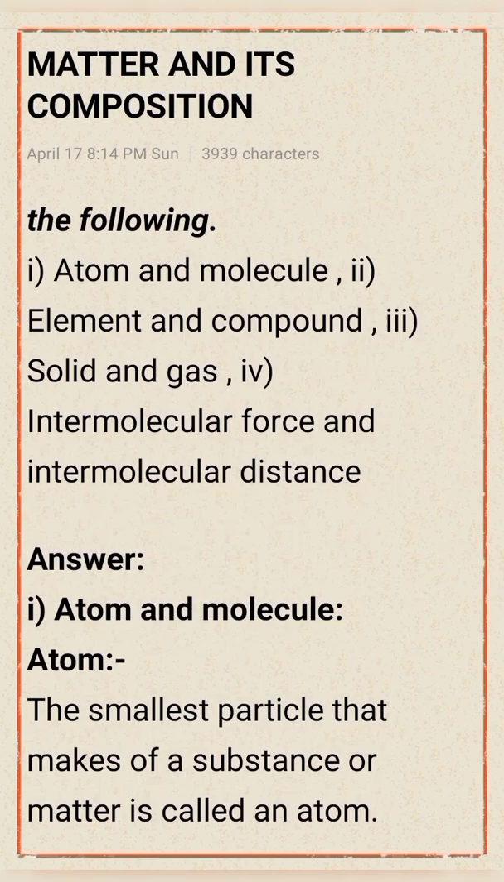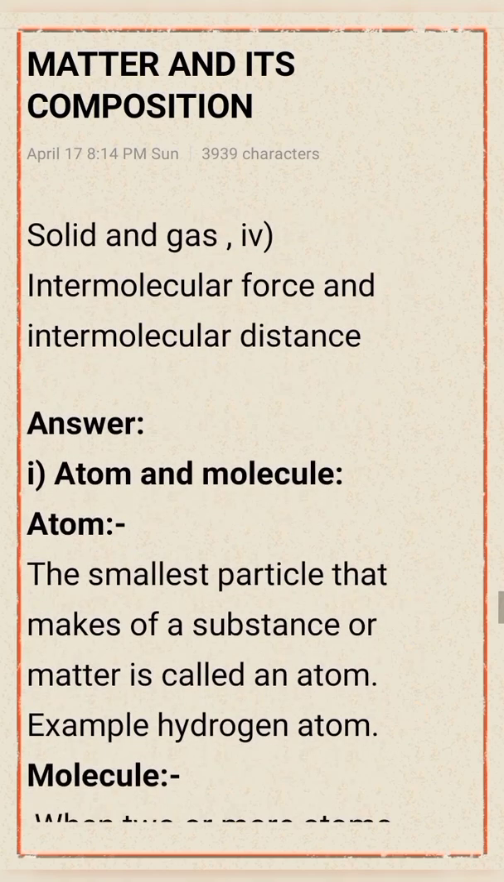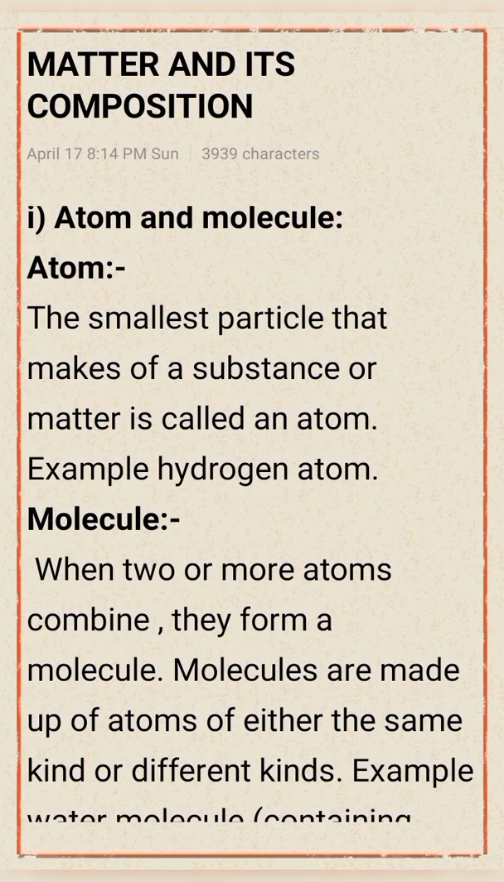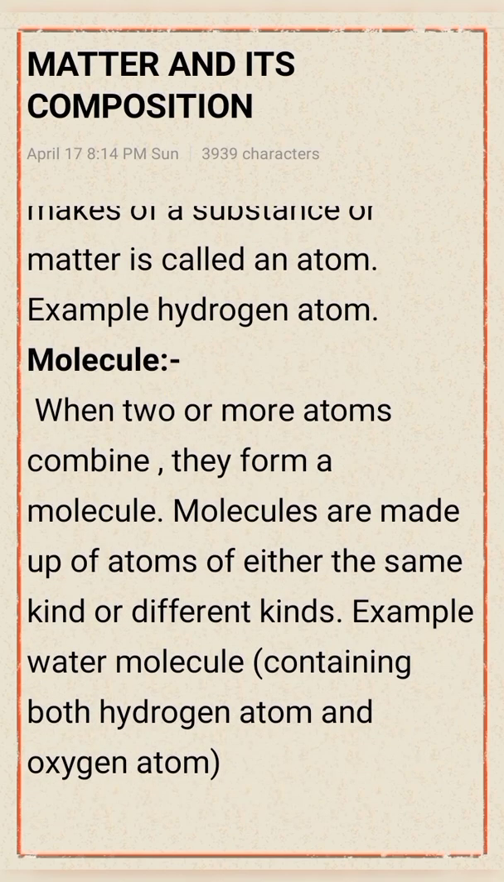Now we discuss number 1, atom and molecule. Atom: the smallest particle that makes up a substance or matter is called an atom. Example, hydrogen atom. Molecule: when two or more atoms combine, they form a molecule. Molecules are made of atoms of either the same kind or different kinds. Example, a water molecule containing both hydrogen atoms and oxygen atoms.